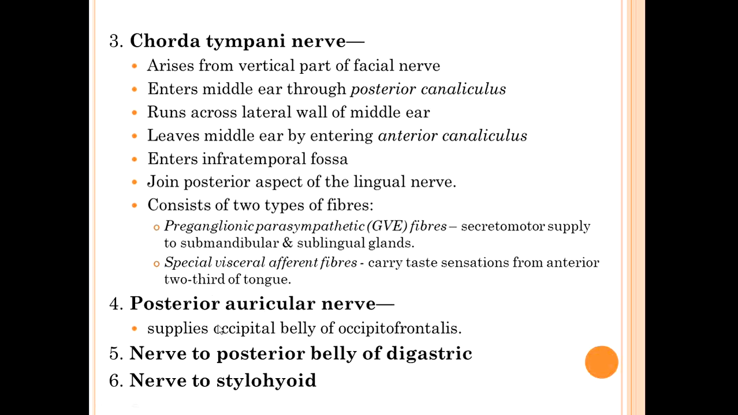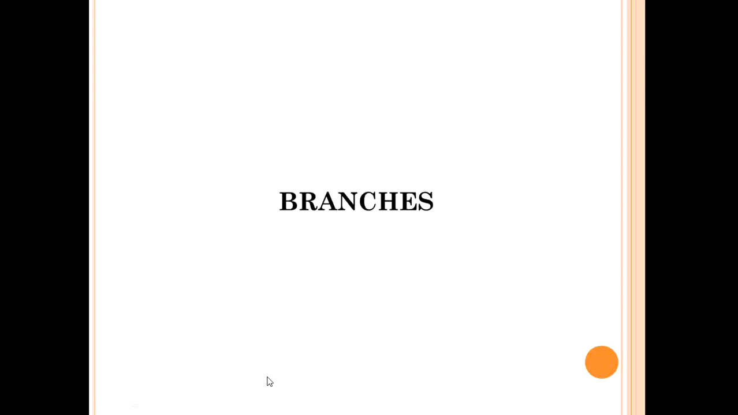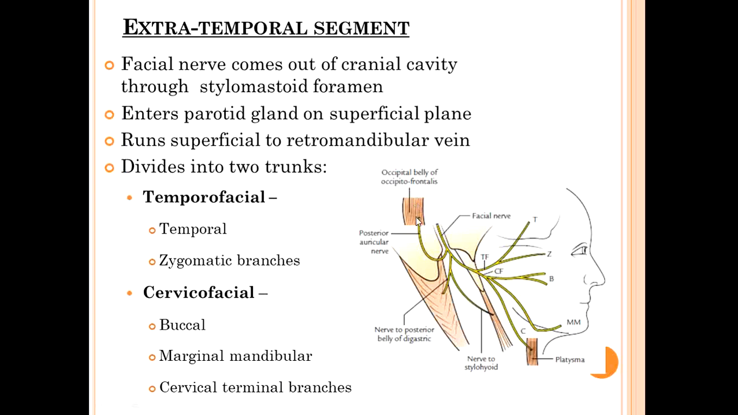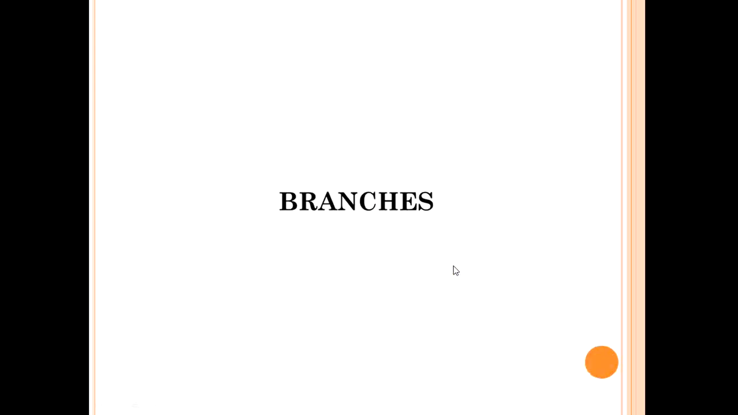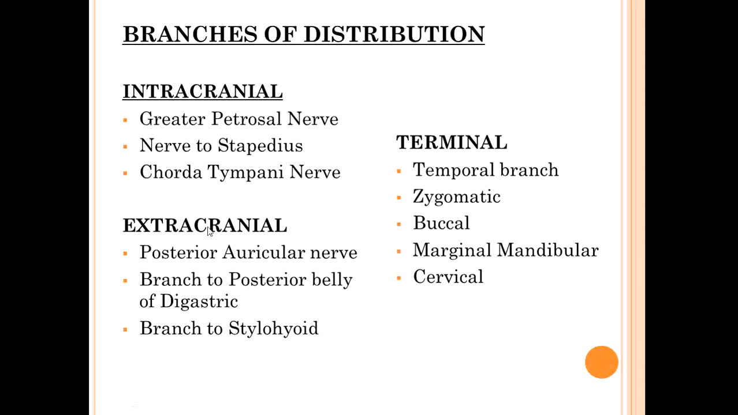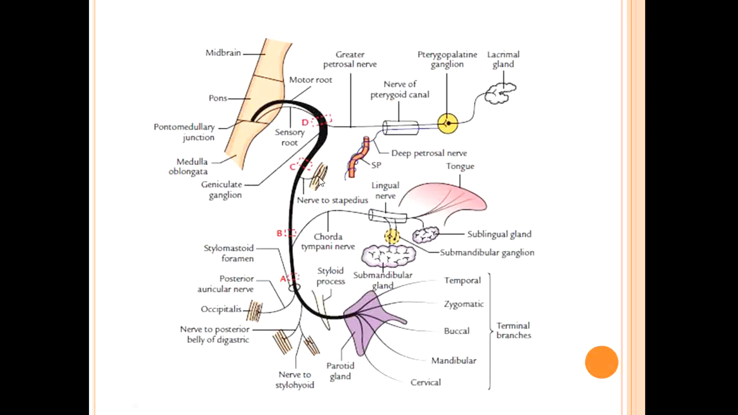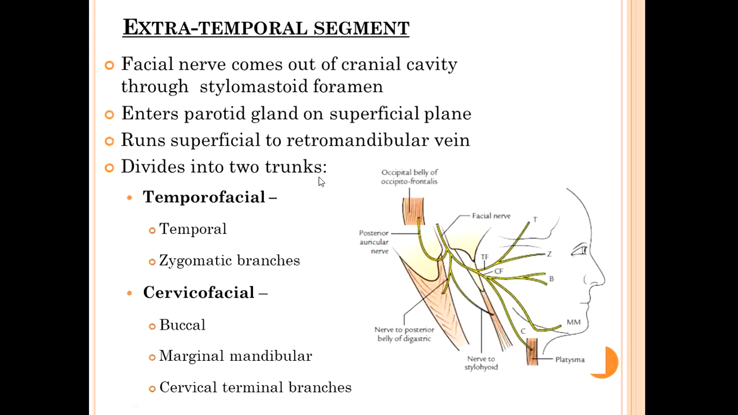Then there is the posterior auricular nerve, which supplies the occipital belly of occipitofrontalis, the nerve to the posterior belly of digastric, and the nerve to stylohyoid. You can see the nerve to the occipital belly of occipitofrontalis, the nerve to the posterior belly of digastric, and the nerve to stylohyoid. Okay, so all these are branches arising here. These are arising from the extracranial component. Okay, terminal branches I have already told you. The terminal branches, you can see: temporal, zygomatic, buccal, marginal mandibular, and cervical.